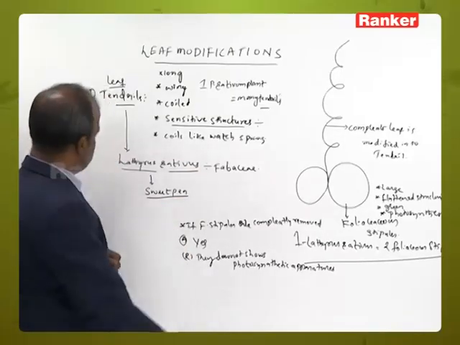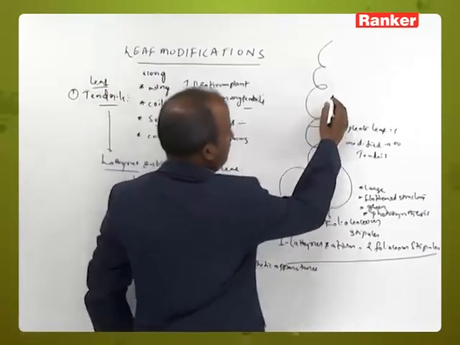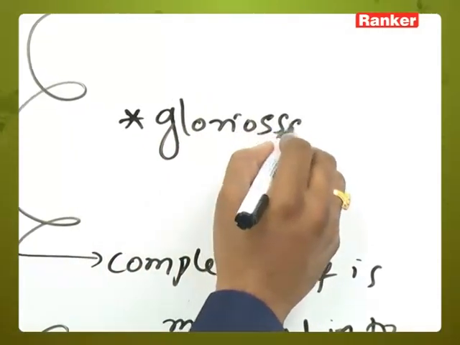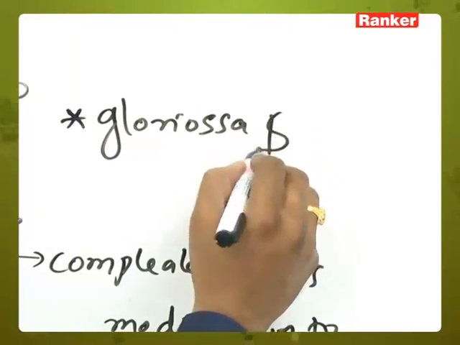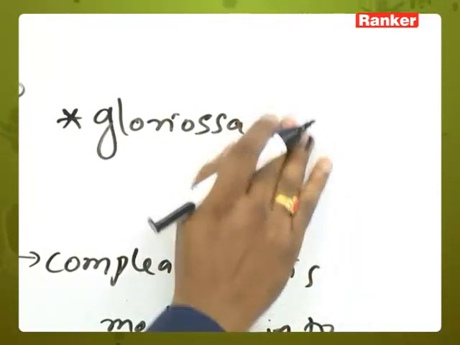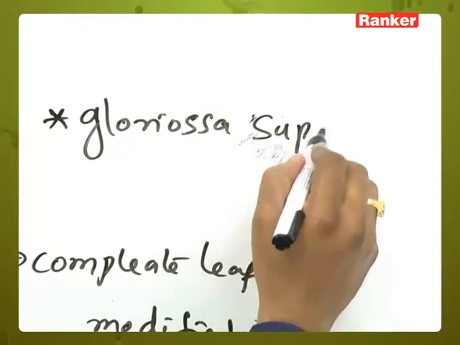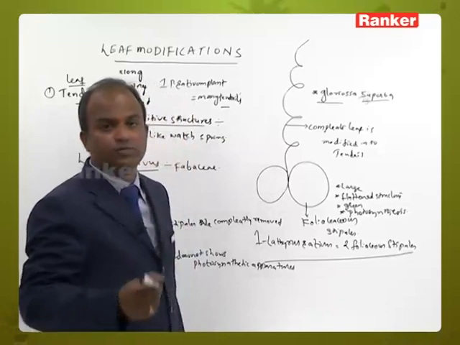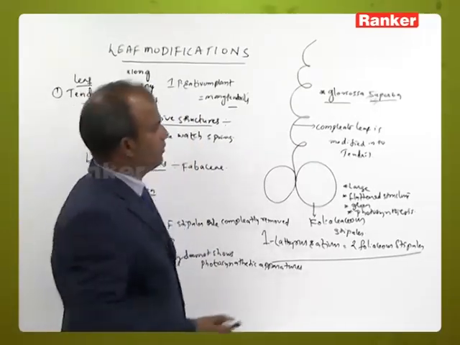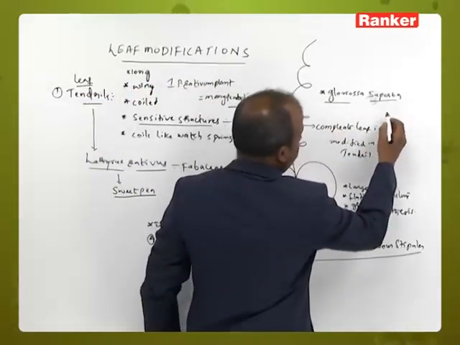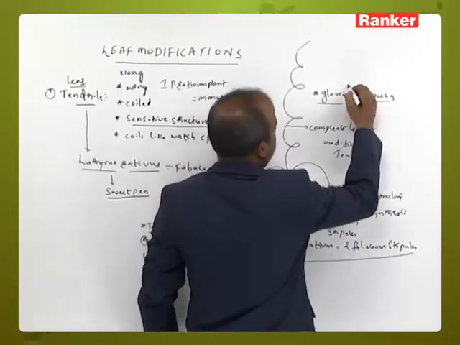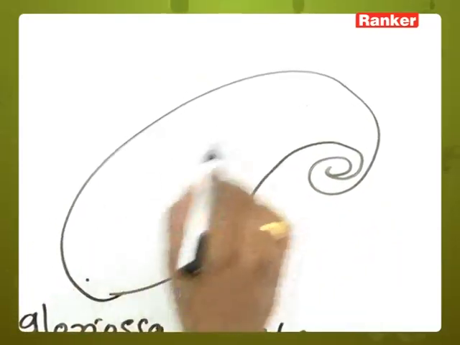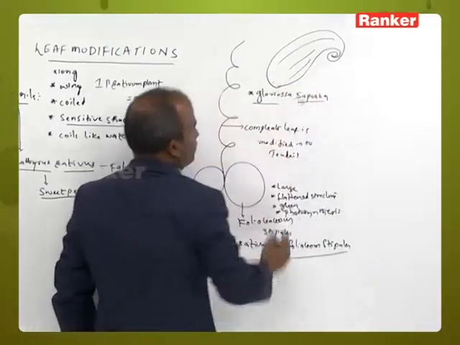Another example is Gloriosa superba. In this Gloriosa superba, which one is modified into tendril? Simple definition, see here. Think this one is the leaf of the Gloriosa superba.